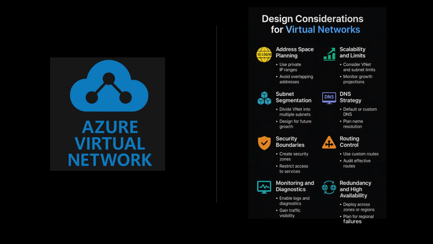Finally, don't overlook redundancy and high availability. A VNet lives in a single region, but your workloads don't have to. Design across availability zones or even multiple regions to survive outages. Use features like global VNet peering and Azure Front Door to ensure users always have a path to your applications, even during regional failures. Designing your VNet well means building a network foundation that can grow securely, perform reliably, and integrate seamlessly with everything else in your cloud journey.